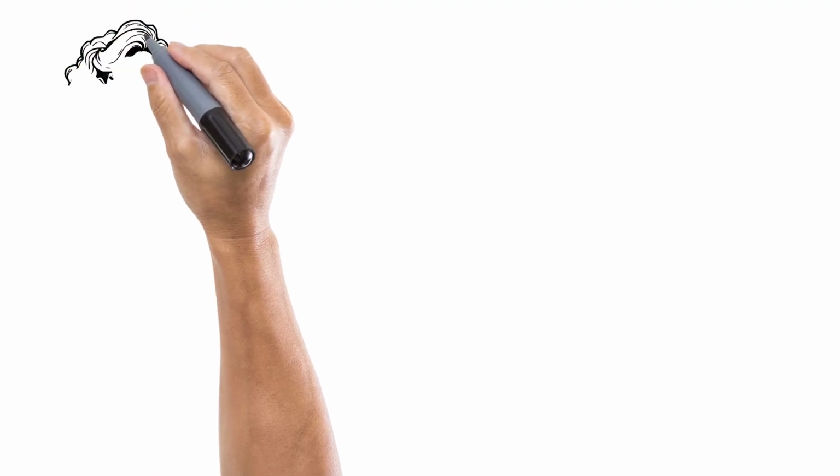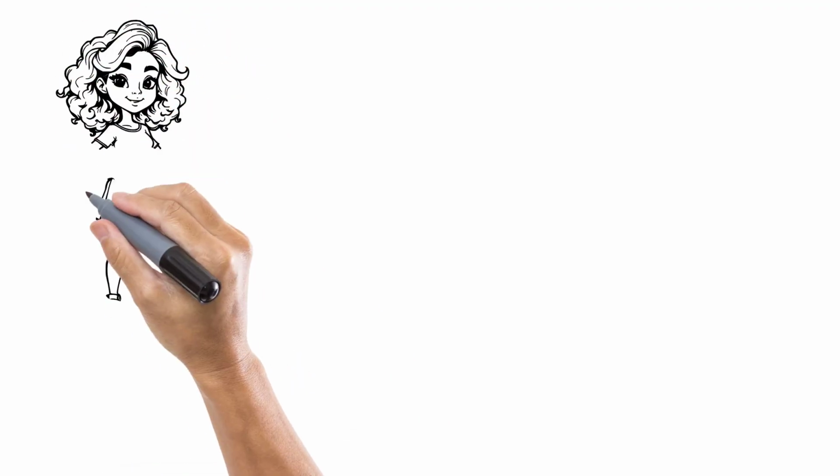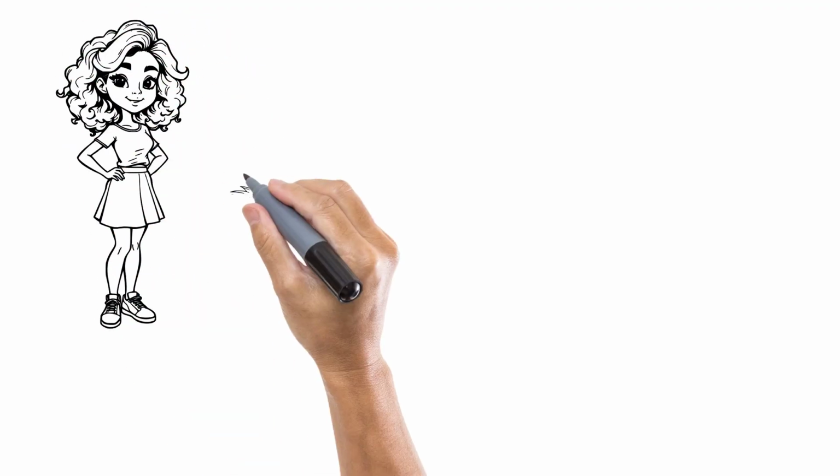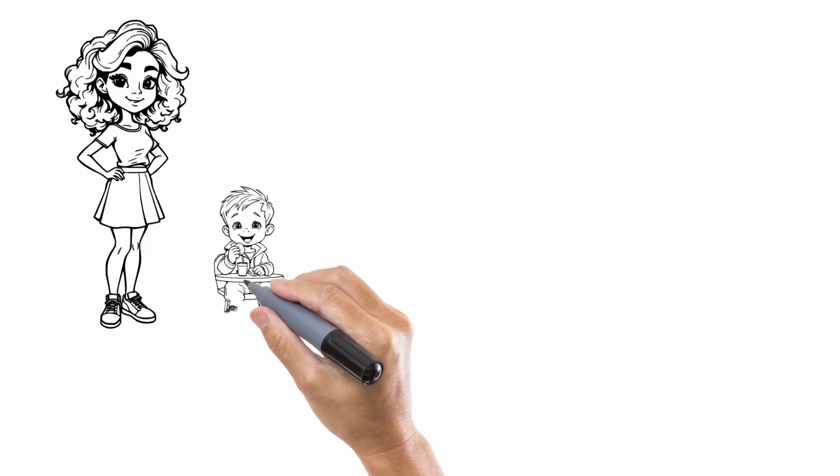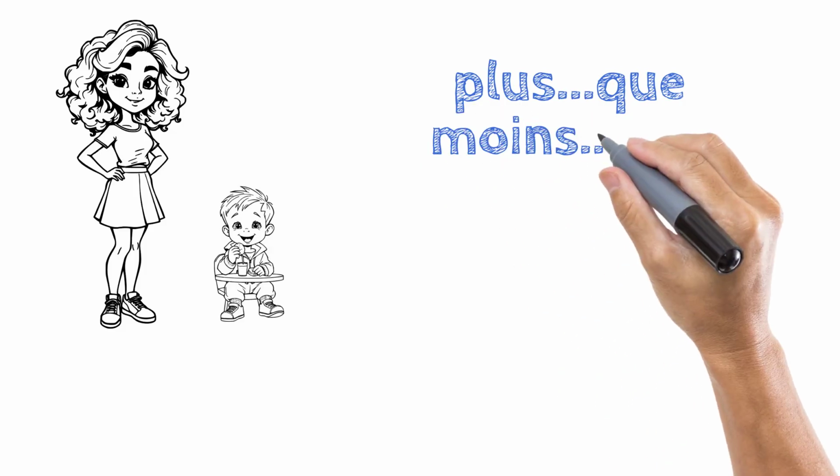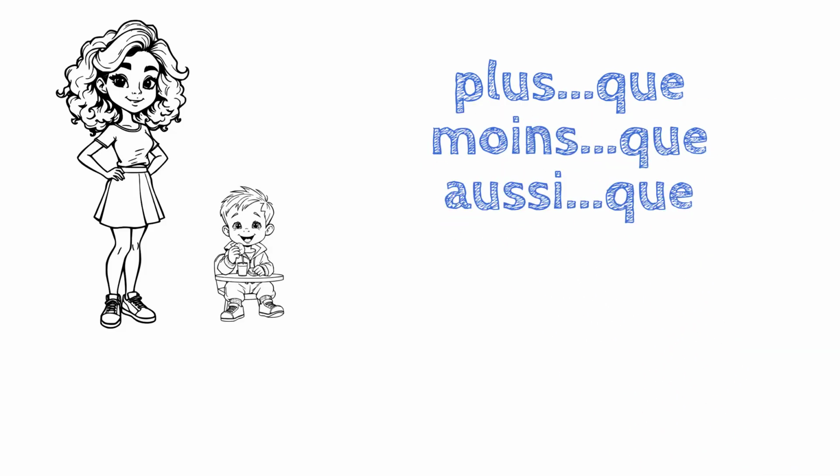So what is a comparative? A comparative is used when we want to compare two things, two people, two ideas, to each other. And in French we use the vocabulary plus que, moins que, aussi que. Plus something que, more something than, moins que, less something than, and aussi que, as something as.